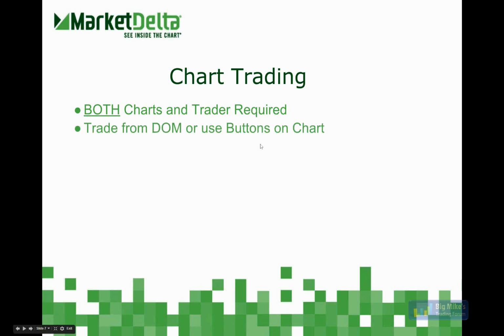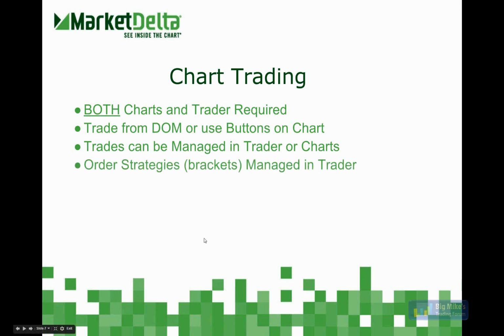Trade from the DOM or use buttons on the chart. So the cool thing is, because the two applications are tightly integrated, you can just click and trade right from the DOM and see your orders working on the chart, or just trade from the chart using buttons. They can be programmed right on the chart. Trades can be managed in Trader or Charts. And then the order strategies, those bracket orders we talked about, are managed in Trader. And you'll see how all that works. Again, this is all seamless and just happens pretty much the way you would expect.